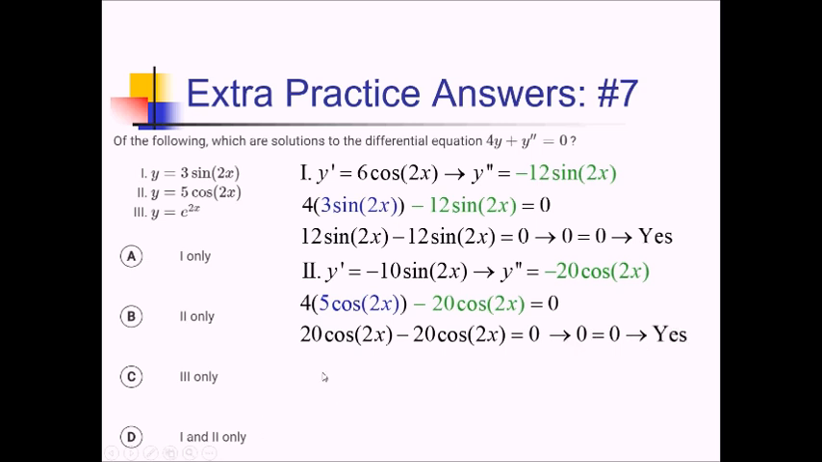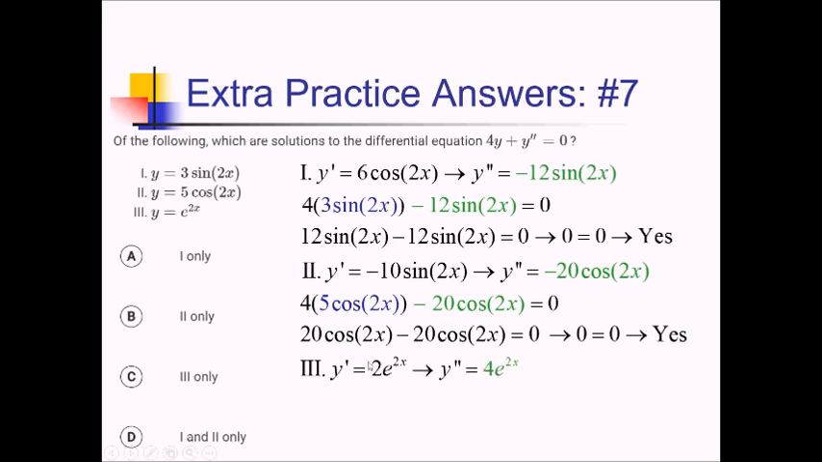So it's looking like choice D. There is no option for 1, 2, and 3, so we're pretty much guaranteed that this third option is not going to work. But if we want, we can just check it out just to see what's going on there. So y prime for option 3 would be 2e to the 2x. Y double prime is 4e to the 2x.